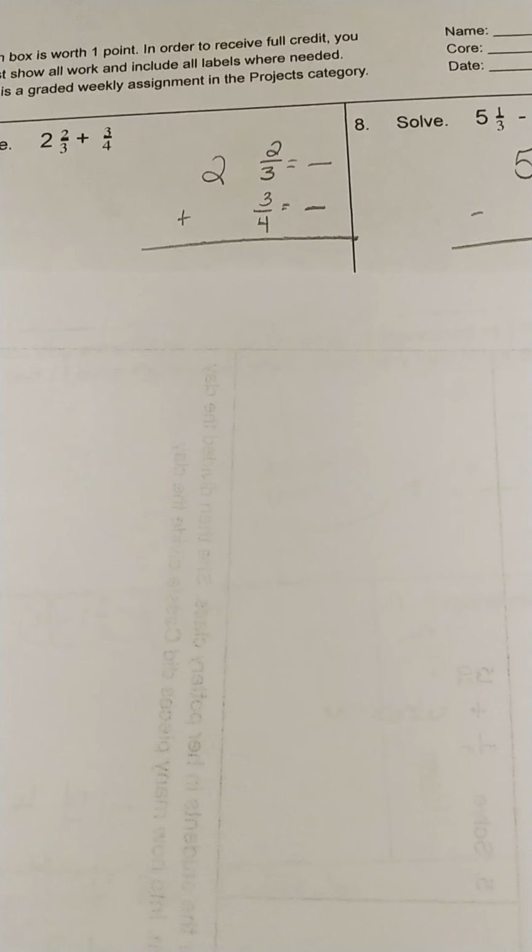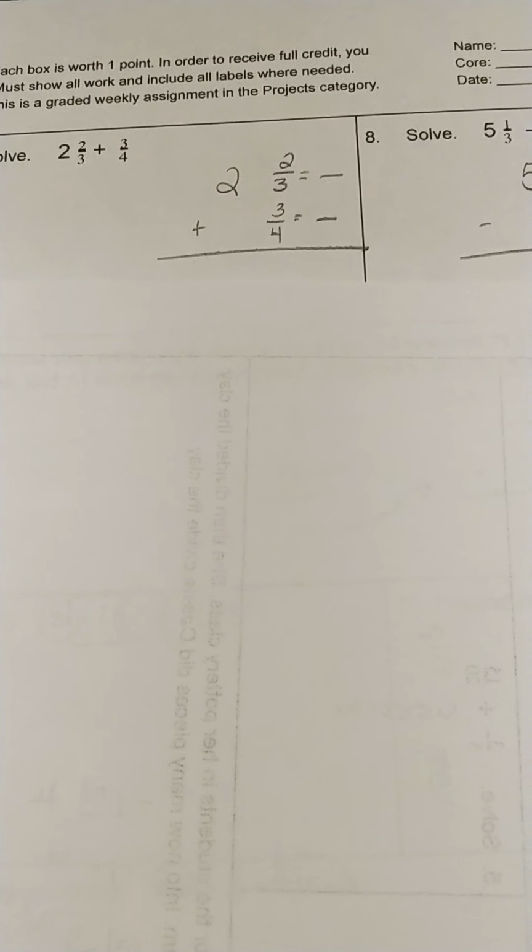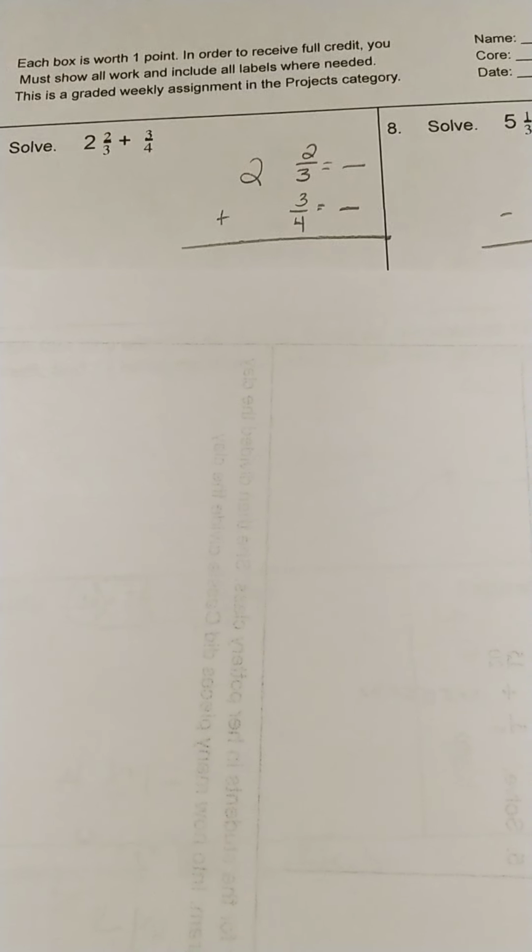For problem number 7, you need to line up vertically your problem and then find a common denominator for thirds and fourths. If you add and you end up with a fraction that is greater than 1, remember to exchange and bring over a whole amount above the 2.